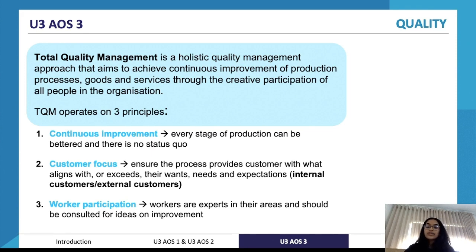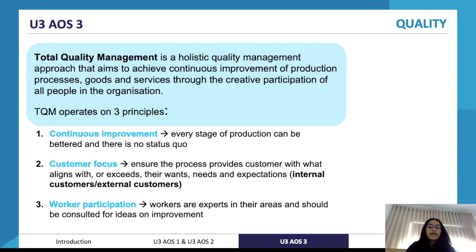The third one is work participation. So that looks at involving workers within the workplace to contribute their ideas in terms of improving quality. Workers are experts in their fields and should be consulted for ideas on improvement. One way that a business could do this is through quality circles.